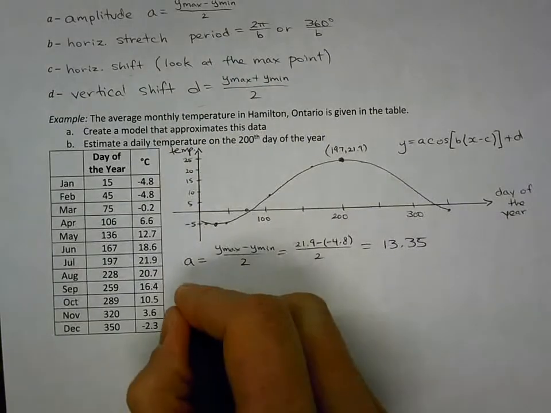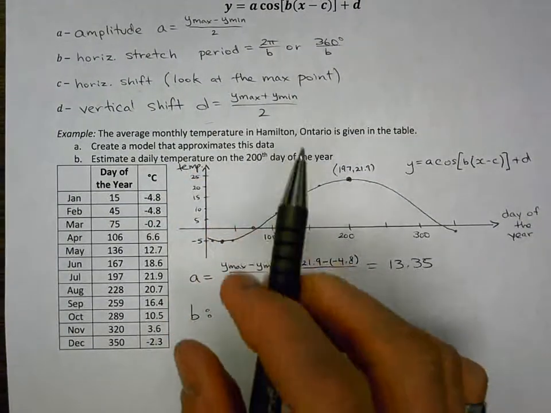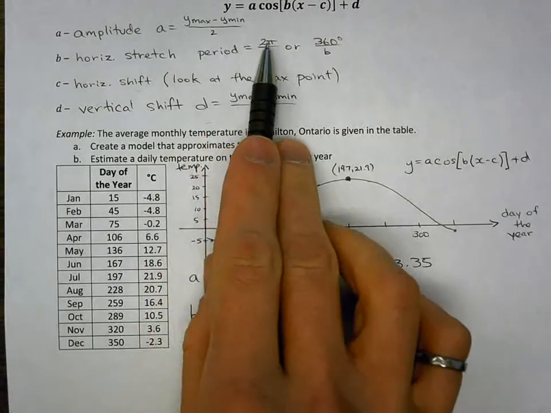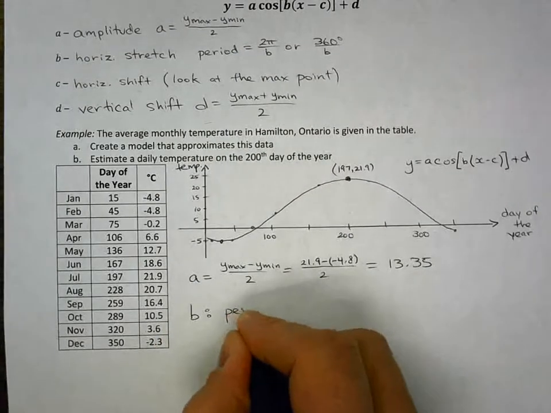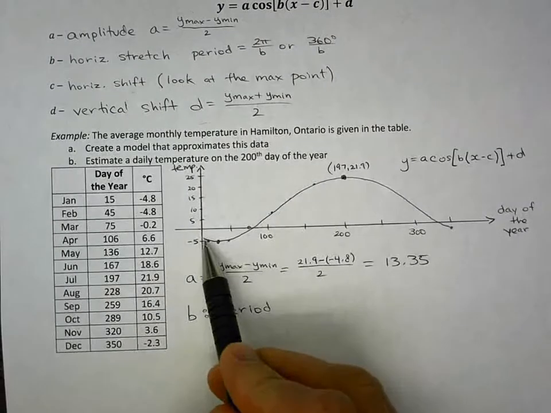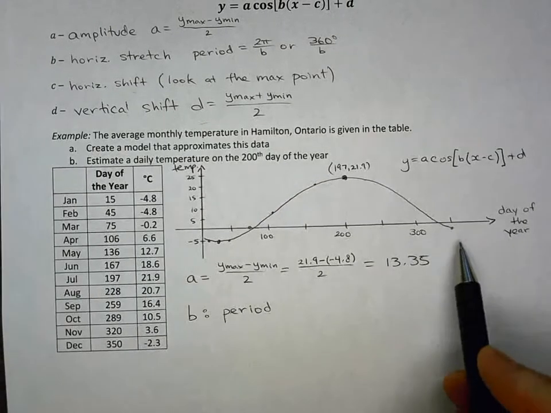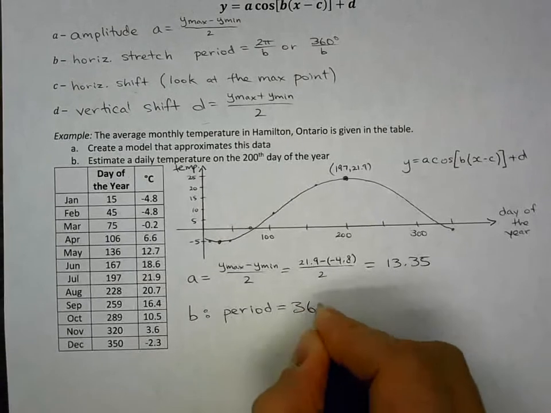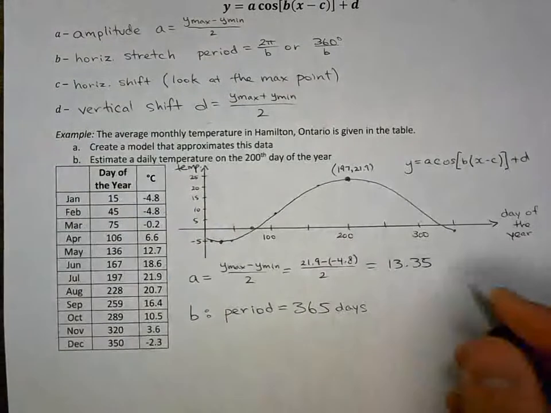The next thing I have to look at is B. Now remember, B is the horizontal stretch, but there's a trick here. You really just need to use this equation. Period is equal to 2 pi over B. So to solve this equation, I need to know what the period is. Remember, the period, the definition of that, is how long it takes for one cycle to elapse. So that would be how long it takes to go from the coldest day to a warm and then back down to the coldest day. Well, regardless of what the coldest day of the year is, the period is 365 days. Okay, I know a few of you are complaining, yes, it's 365 and a quarter because of leap years.